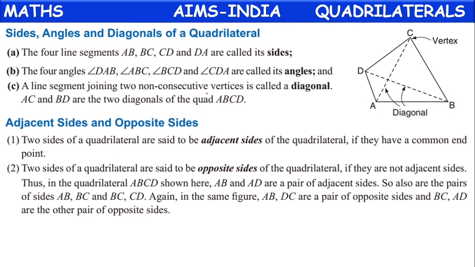In the quadrilateral, we will have adjacent sides and opposite sides based on the common end point. If they have a common end point, they are called adjacent sides. If they don't have a common end point, they are called opposite sides.